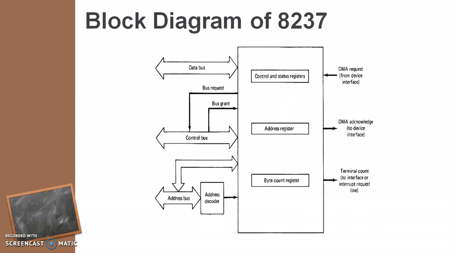Next we'll see the block diagram of 8237. The block diagram of 8237 has the control and status register. Then to transfer the data between two memories, it needs the address register, then the number of bytes of data you want to transfer, so you will have a count register.